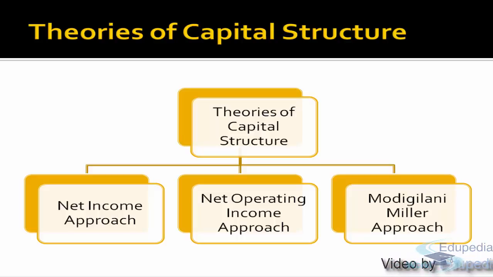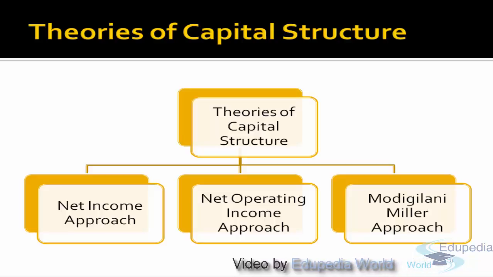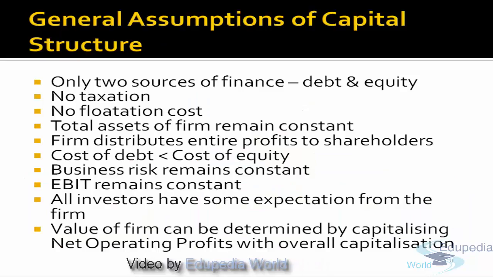The net income approach holds that the debt equity mix actually affects the value of the firm. However, the net operating income approach assumes that every capital structure is the optimal capital structure. And the Modigliani Miller approach is basically a restatement of the net operating income approach. Let's discuss the net income approach first.